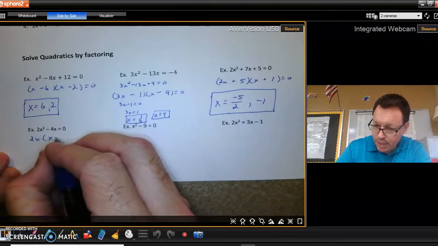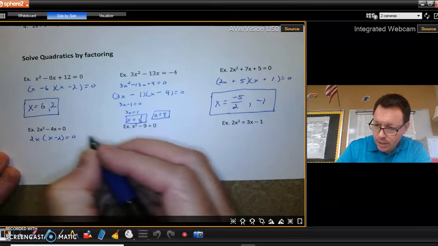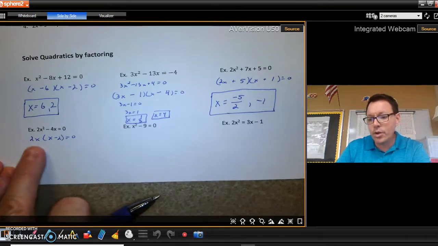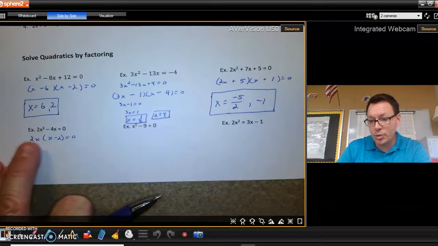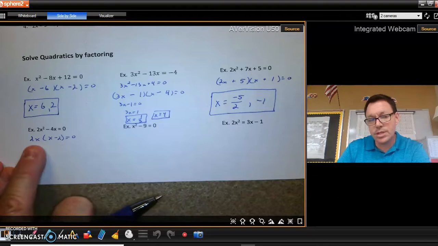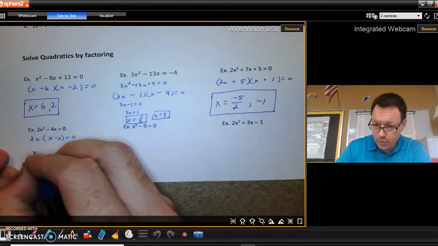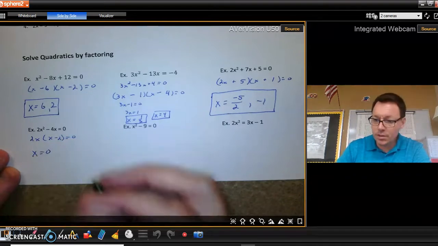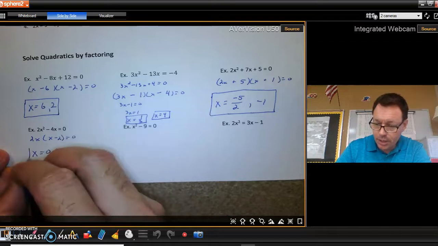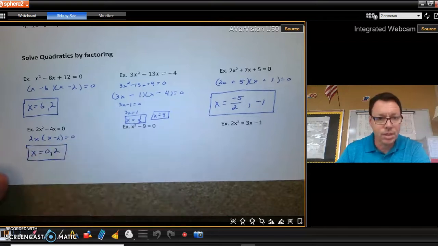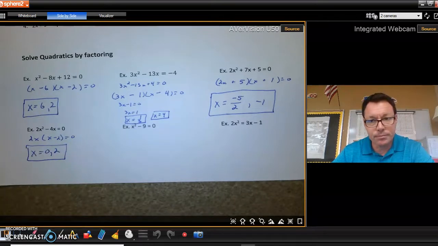That's going to leave me with x minus 2. And so again, I have two things multiplying together to equal 0. For this to equal 0, x would equal 0. For this to equal 0, x would equal 2. And those are the two solutions to that equation.